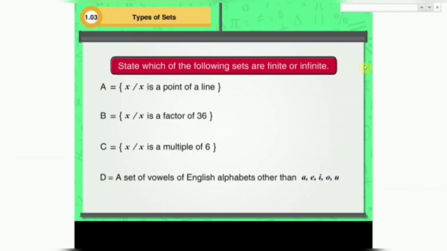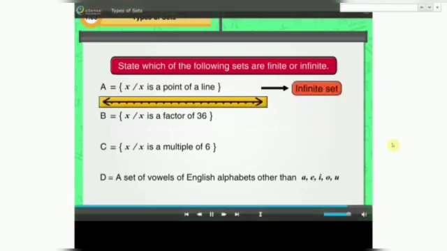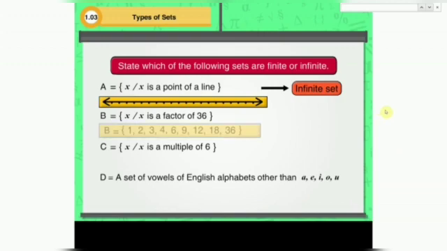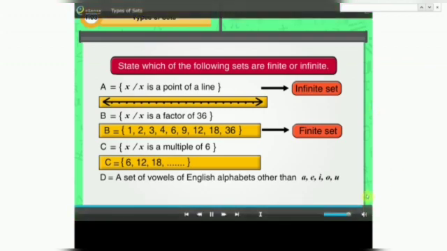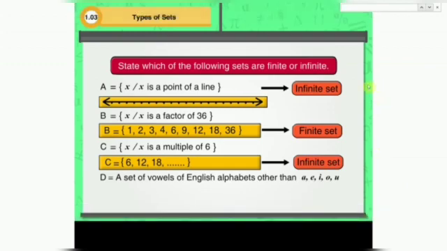The answer is as follows. A is an infinite set since there are infinite points on a line. 1, 2, 3, 4, 6, 9, 12, 18 and 36 belong to set B. Hence, set B is a finite set. 6, 12, 18 and so on belong to set C. Hence, C is an infinite set. D is an empty set. Hence, D is a finite set.